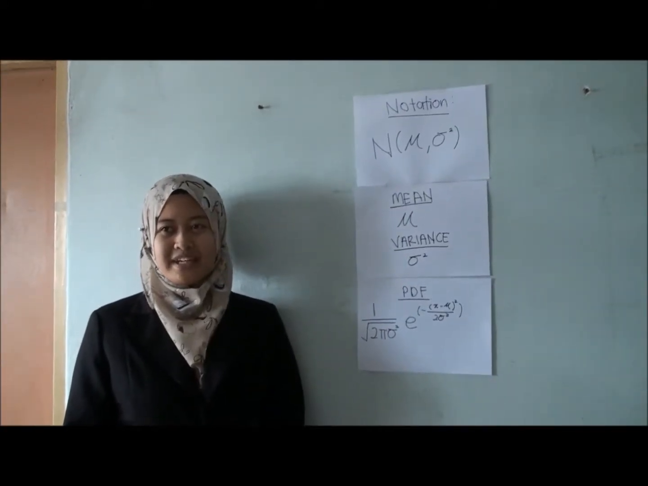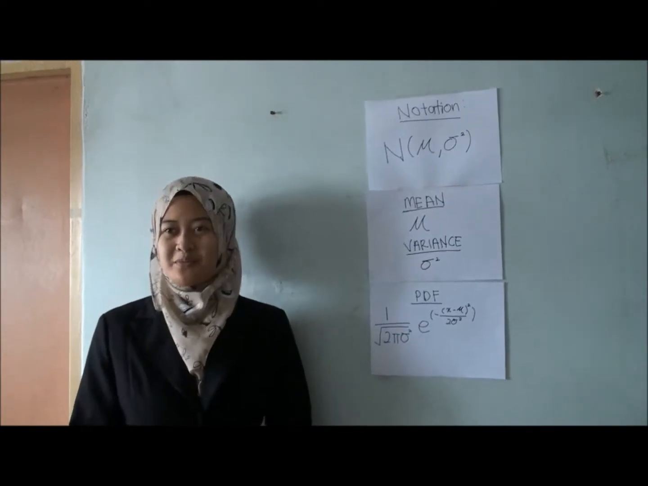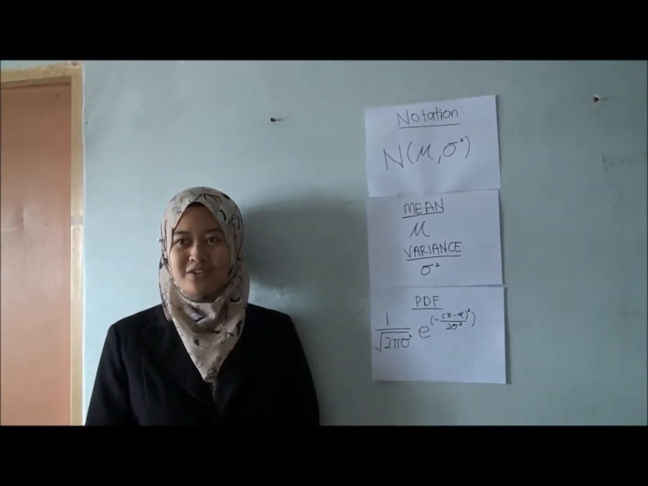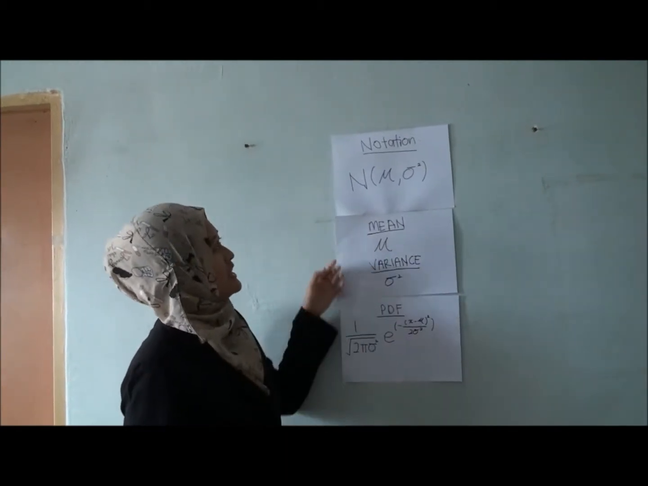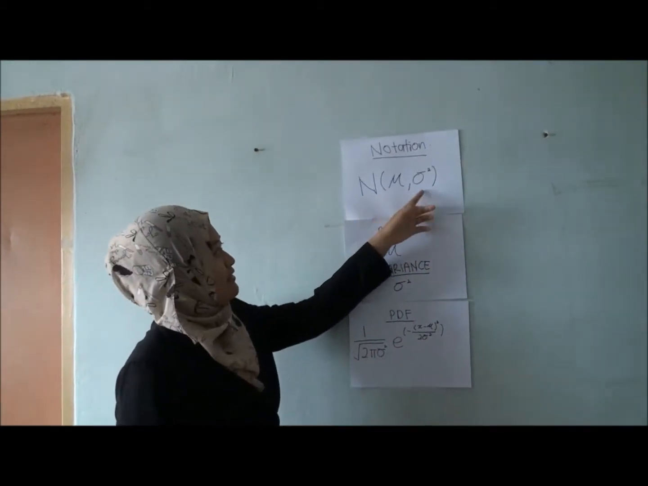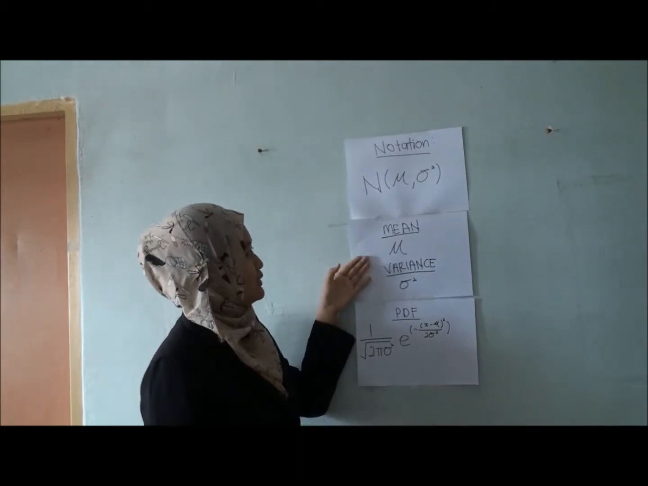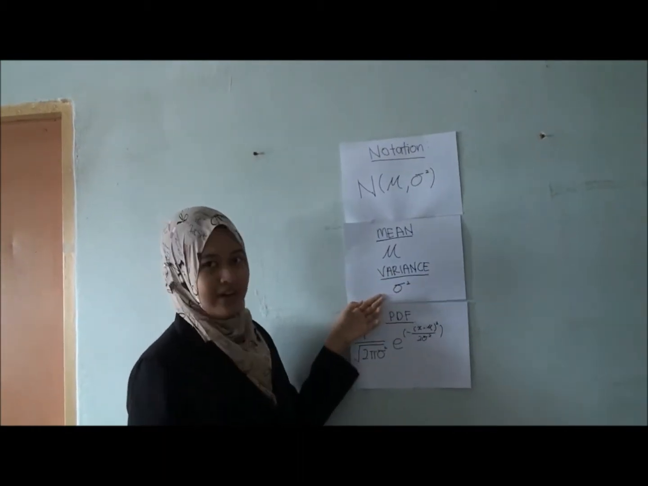For this video, I will present the normal distribution. The normal distribution is the most widely known and used of all distributions. The notation for the normal distribution is N, mu, and variance. The mean is mu, and the variance is sigma squared.